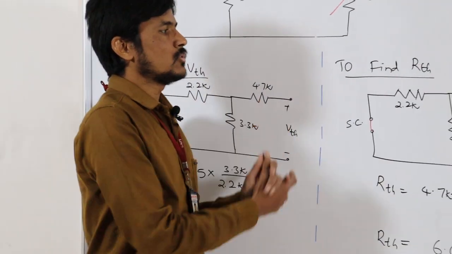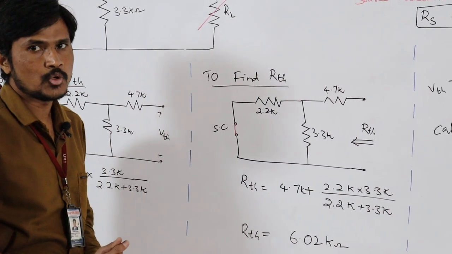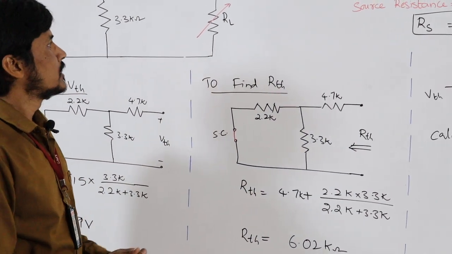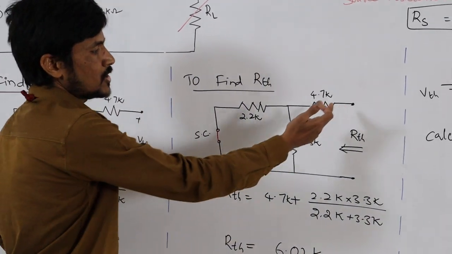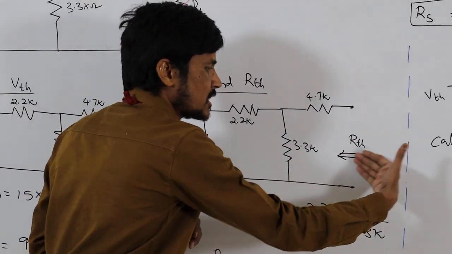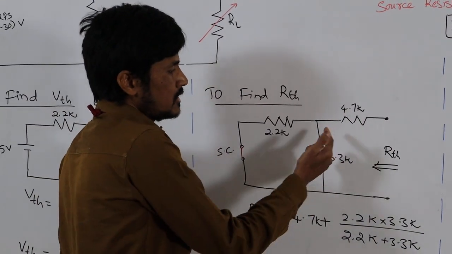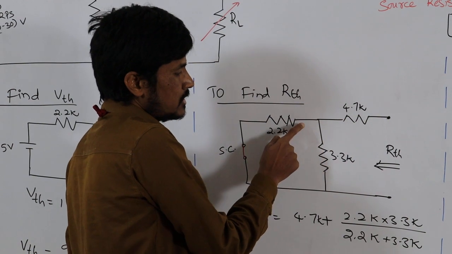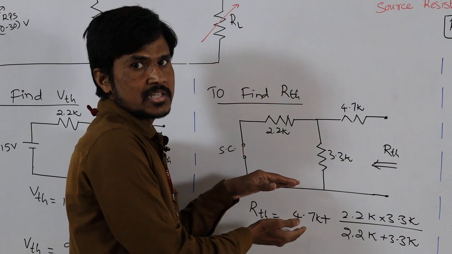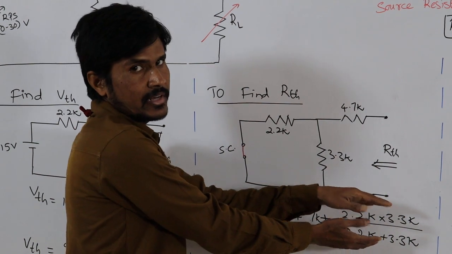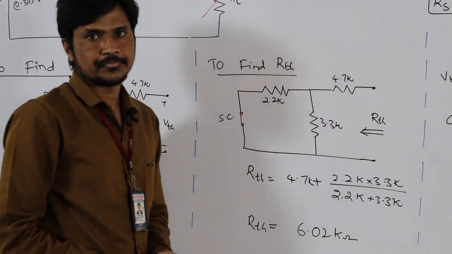Now, following the same procedure as in Thevenin's theorem, to find the Thevenin's resistance, you short circuit the voltage source and open circuit the load terminals, and from the open circuit terminals you calculate the Thevenin's resistance. So, RTH is equal to... let's move on to the circuit. These two branches will be in parallel and these will be in series. So, write 4.7 kilo ohms plus the parallel equivalent resistance here. You will get RThevenin as 6.02 kilo ohms.